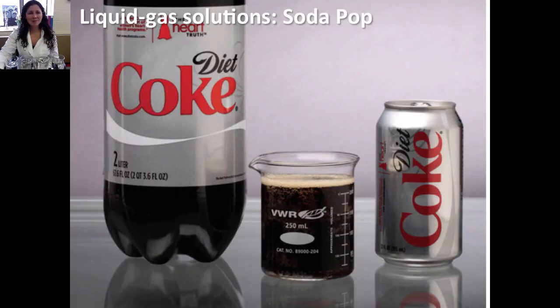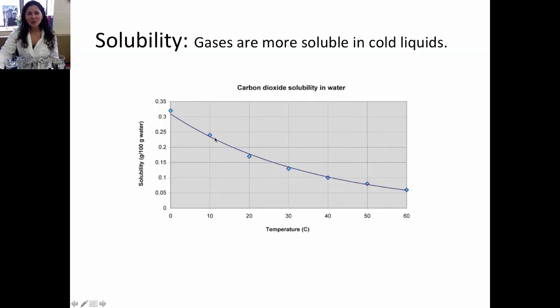Soda pop is a really good example of a liquid gas solution. All carbonated beverages have carbon dioxide dissolved in them, and that is where their fizziness comes from. If you drink soda and feel bubbles, it's the carbon dioxide coming out of solution that makes that sensation. Remember that the solubility of solids increased, or you had a positive slope for the solubility of solids in liquids, but gases actually have the opposite trend. Gases decrease their solubility as the temperature increases. Or in other words, they're more soluble in cold liquids than in hot liquids. Here's a solubility curve of carbon dioxide in water.